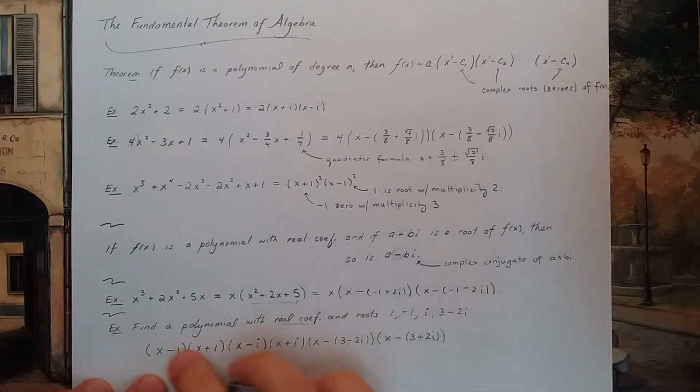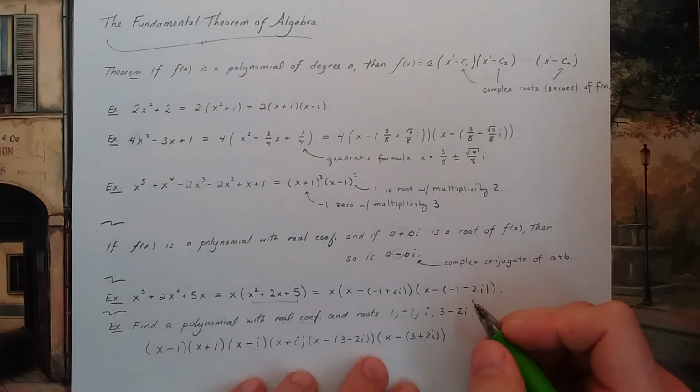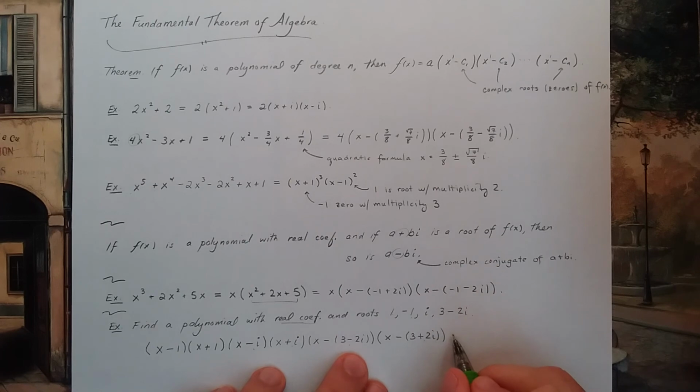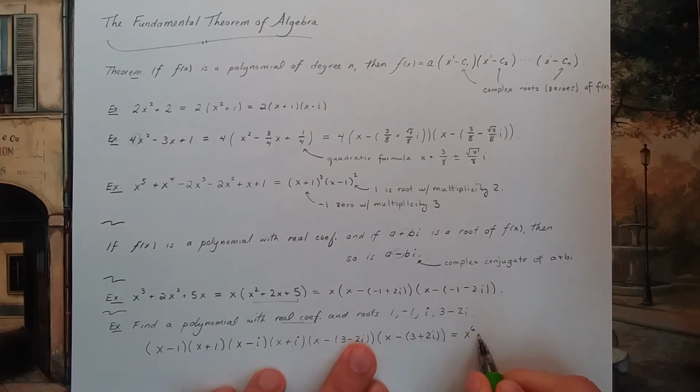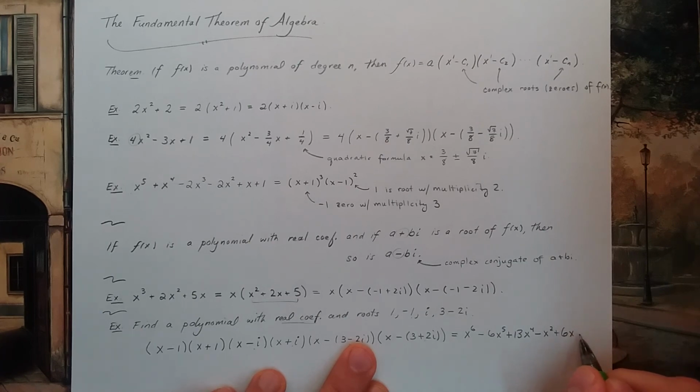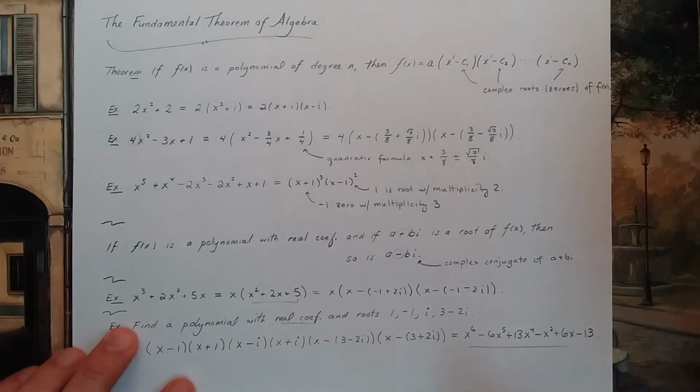And if you'd like, you can factor this whole thing out. You can expand and multiply. Let's see if I can do this in my head. So I think I might get x to the 6th minus 6x to the 5th plus 13x to the 4th. Let's see here, multiply, minus x squared plus 6x minus 13. So you can check my work on that, but I'm pretty sure I'm right because I did it before the video and I pretended to do it in my head.